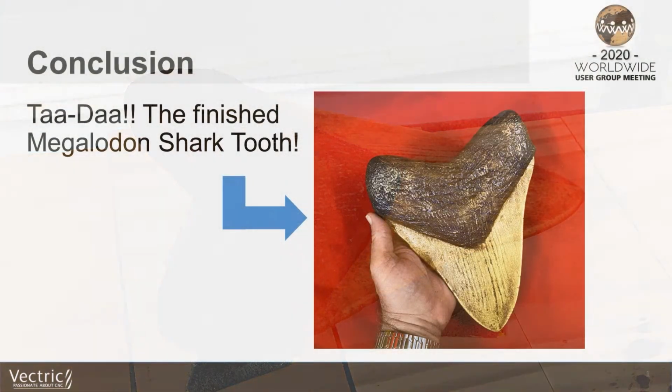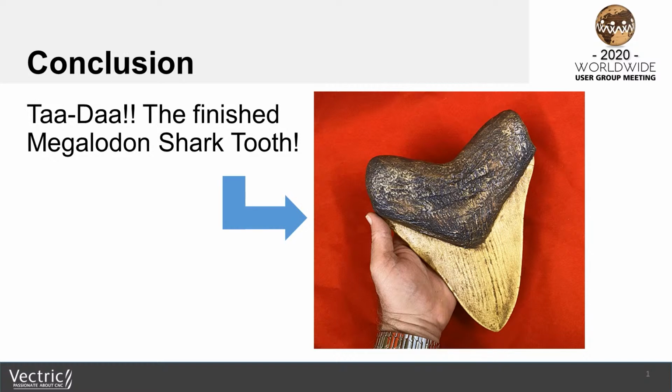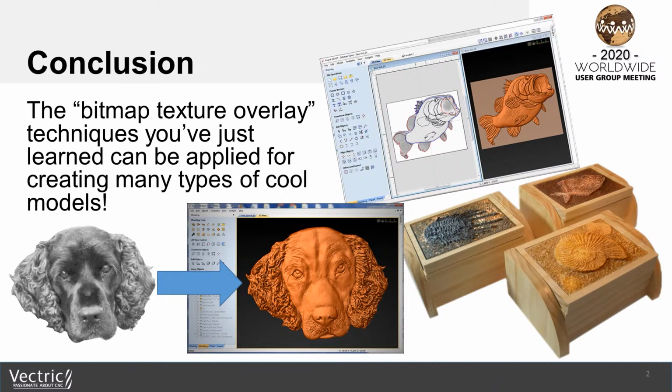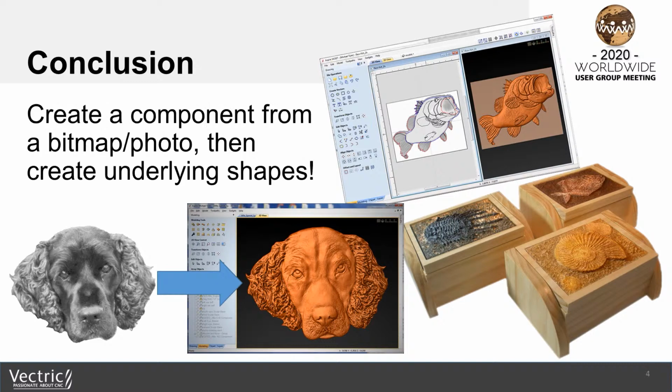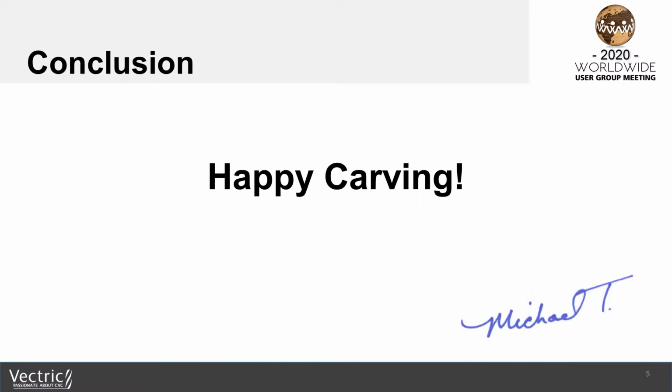Well, that's it, folks. That wraps up this session for creating a Megalodon shark tooth fossil. These techniques can be applied for creating all types of cool models. All it takes is a little practice, but the steps are the same. Create a component from a bitmap photo, then create your underlying shapes. Enjoy the rest of Vectric's worldwide user group meeting. I hope you've picked up some tips and inspiration from this session. Happy carving!